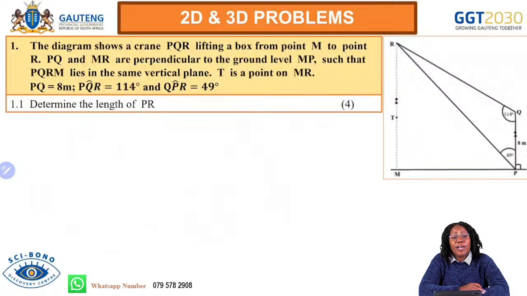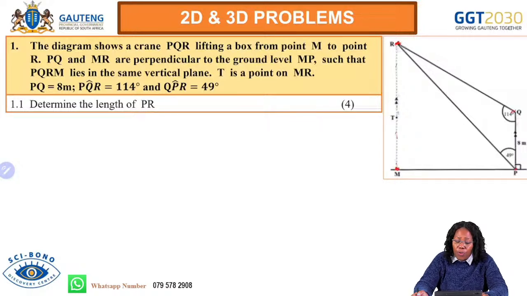And then when we solve such problems, we target the 90 degree triangles where you are going to use your Pythagoras, your trig ratios, and then the sine rule, cosine rule, and area rule to solve our problems, depending on the need of the problem. So here the diagram shows a crane PQR, and it is lifting a box from point M to point R. There is an item held by that chain from point M.